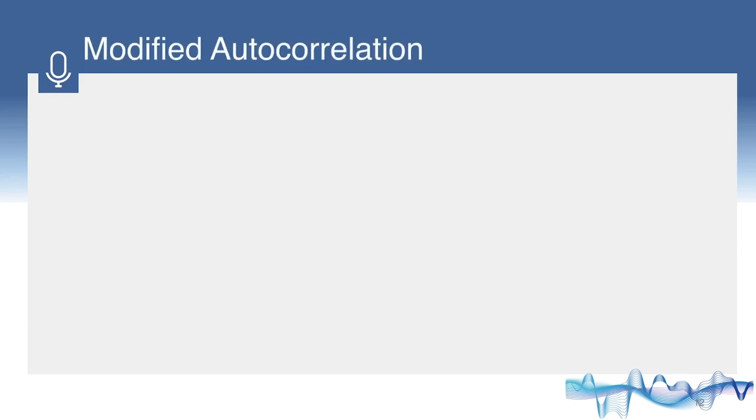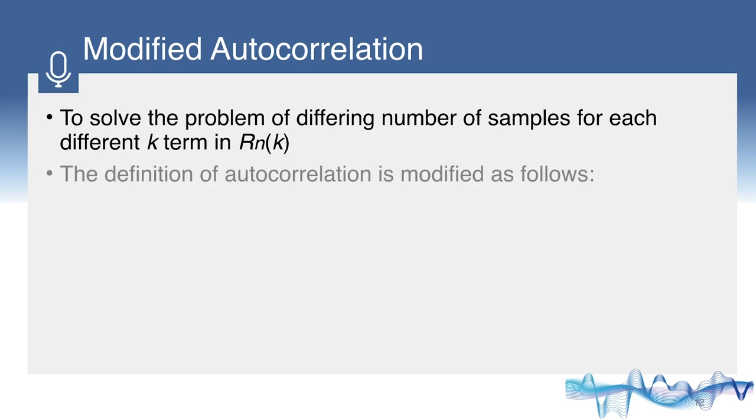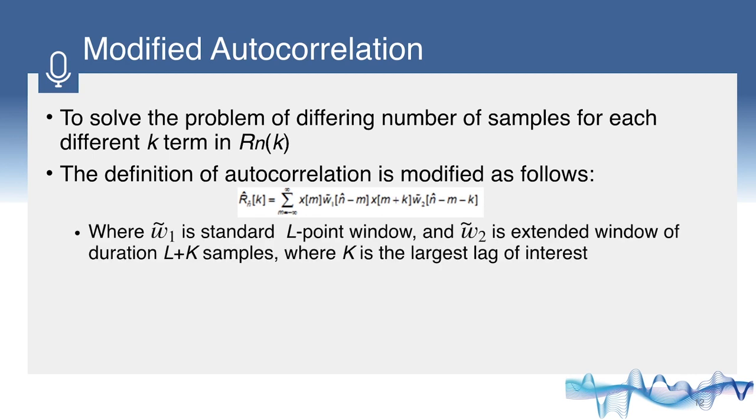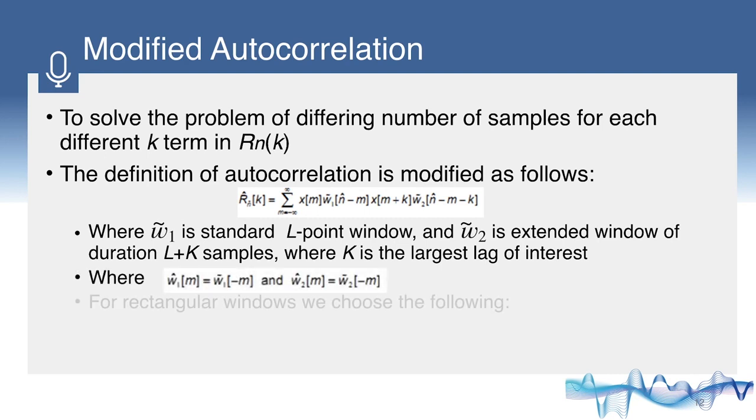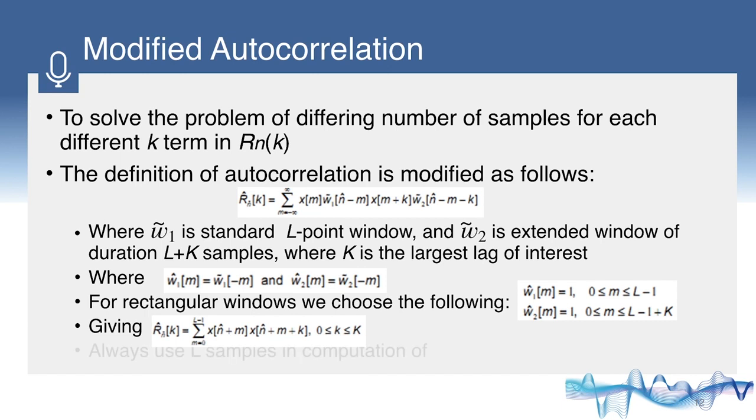To solve the problem of differing numbers of samples for each different k term in the autocorrelation function Rn(k), the definition of autocorrelation can be modified to another form with an extended window of duration L plus k samples, where k is the largest lag of interest. Thus, there are always L samples in the computation of the autocorrelation function.